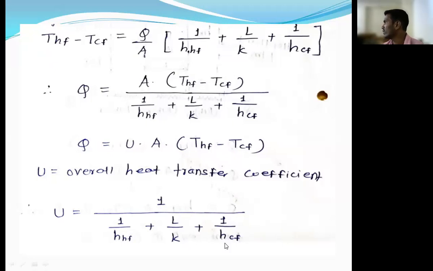जसं आपण म्हणतोय कन्व्हेक्शन असेल तर Q is equal to H into A into temperature difference. So in that manner, instead of H, we have written as a U.